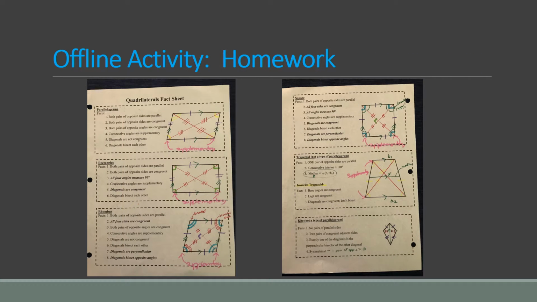This is the homework activity. It's a quadrilateral fact sheet that the students follow the directions and fill out, marking with the appropriate symbols the properties of the quadrilaterals. In addition to the homework, there's a Blackboard page, and all the keys and the PowerPoints, in addition to an extra video, are posted as resources for students to utilize while doing their homework.